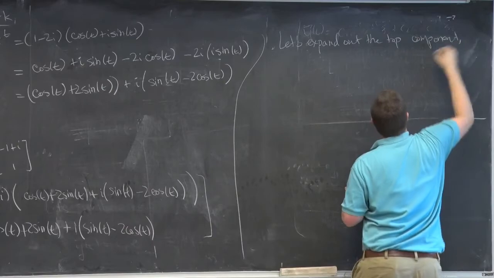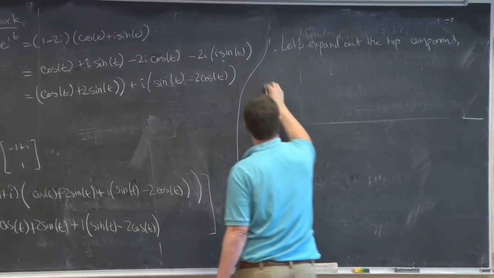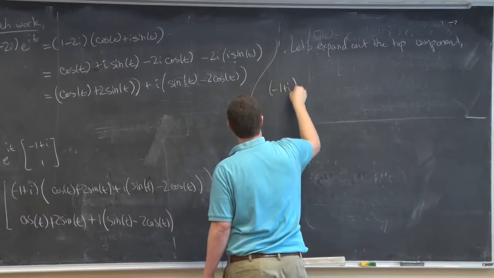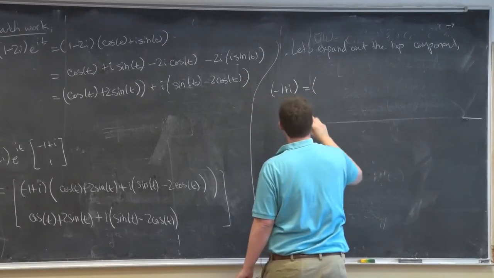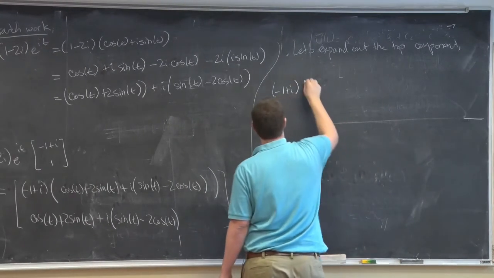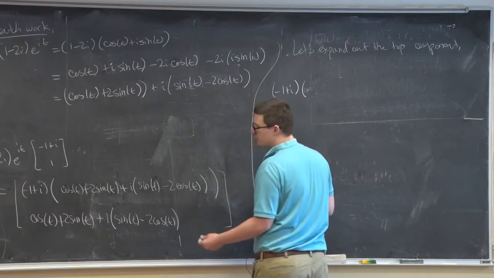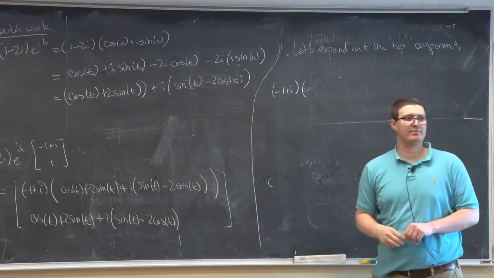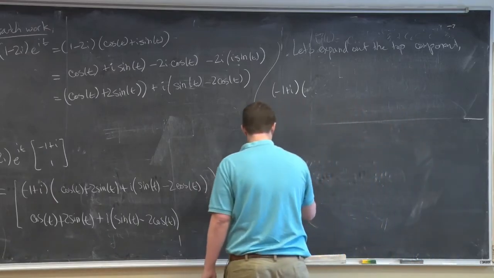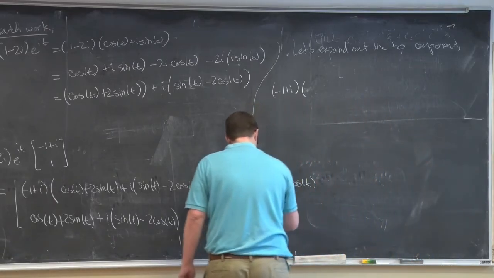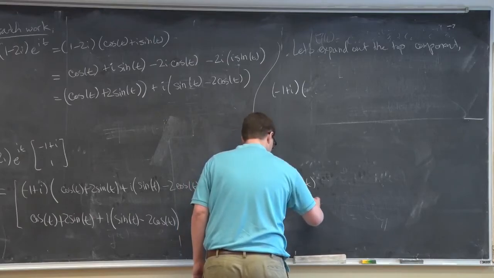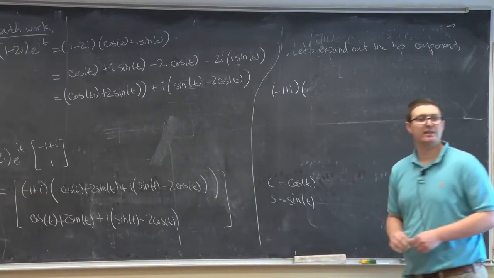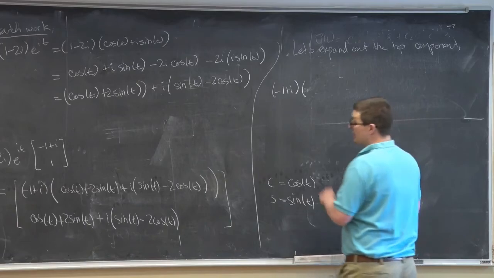Okay, so we have minus 1 plus i. So this is equal to, now I'm just going to do a shorthand. I'm sick of writing cosine and sine all the time, so C is cosine t and S is sine t. That way I don't have to write cosine and sine every time.